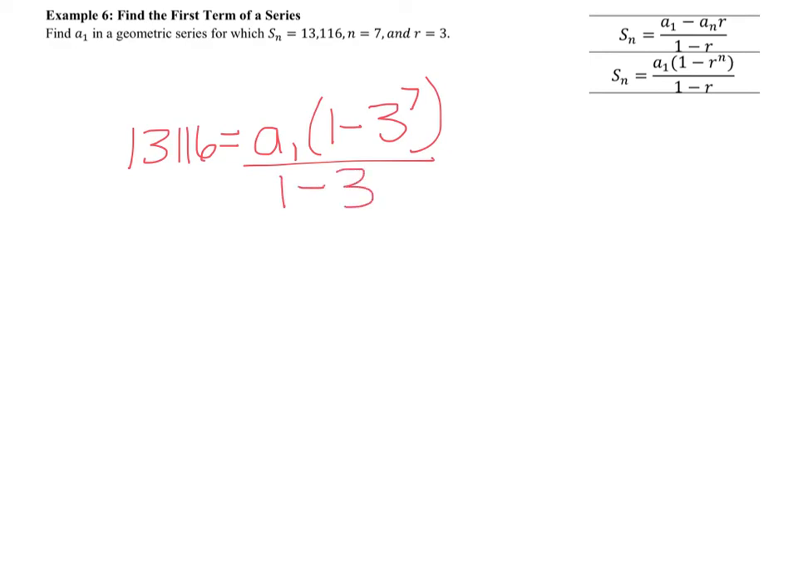We have 13,116 is equal to a sub 1, which we don't know what that is yet, times 1 minus r, which is 3, to the power of n, which is 7, all over 1 minus r, which is 3. So now we can go ahead and solve.